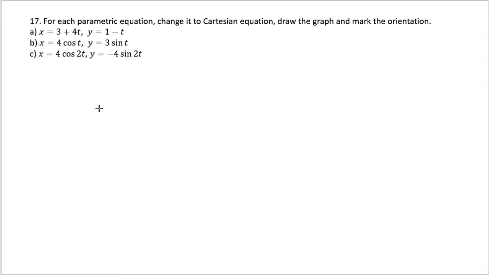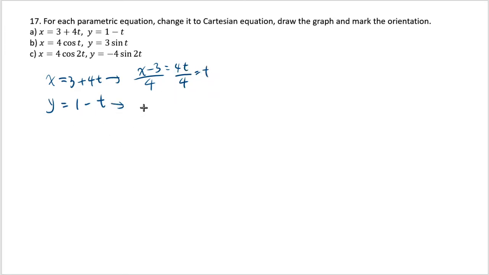So we are given these three parametric equations, and we are to draw the graph and mark the orientation. Now, the first one, you can solve this, or you can turn this into a non-parametric version by solving for t. So here, if you subtract 3 and divide by 4, you get this equal to t, right?